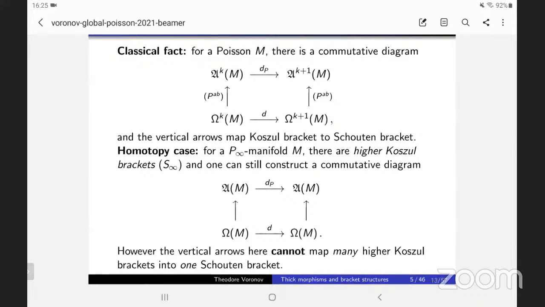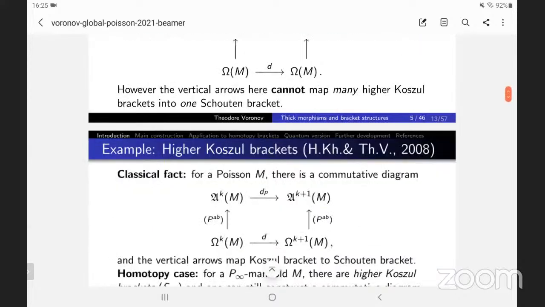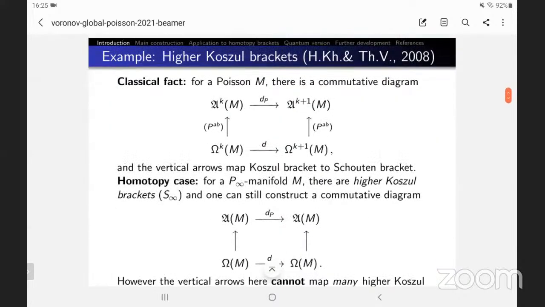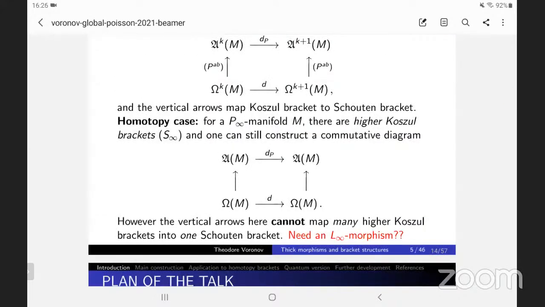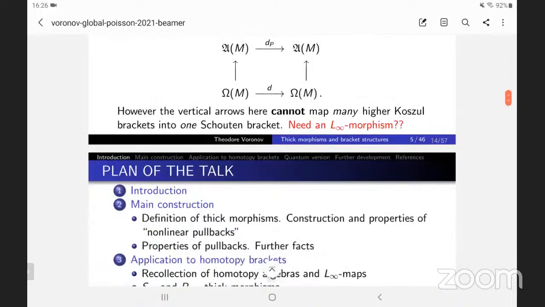So there's a question, what should we have here? We need an L infinity morphism. But how to get it? And in search of such an L infinity morphism, I found this construction of thick morphisms. Okay, so that was my motivation.